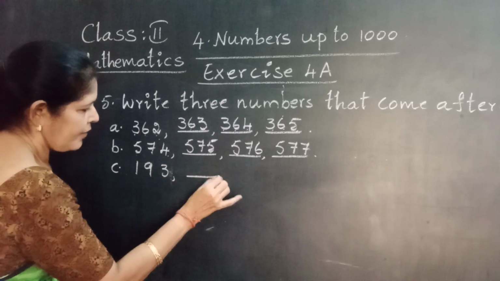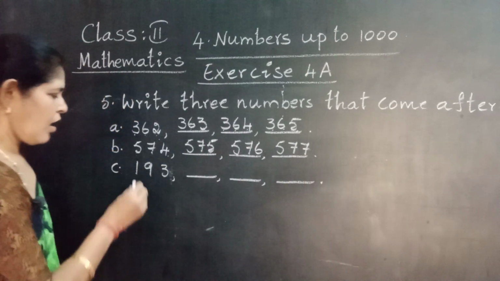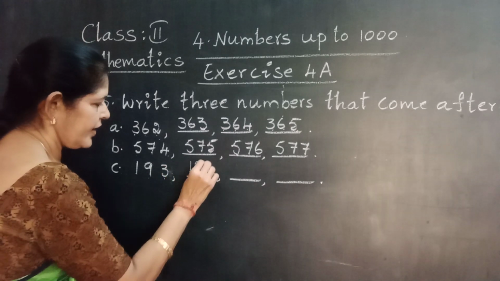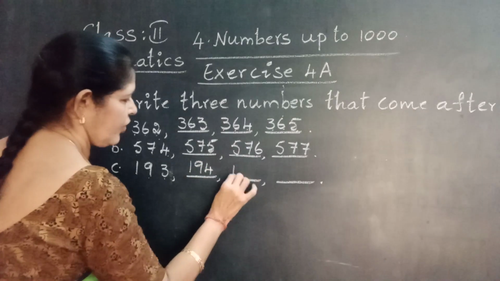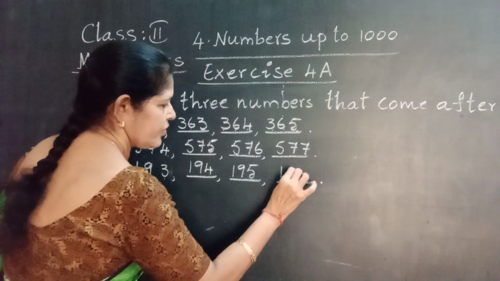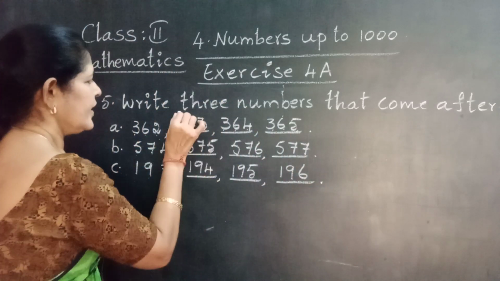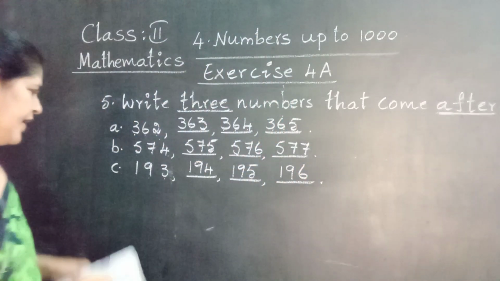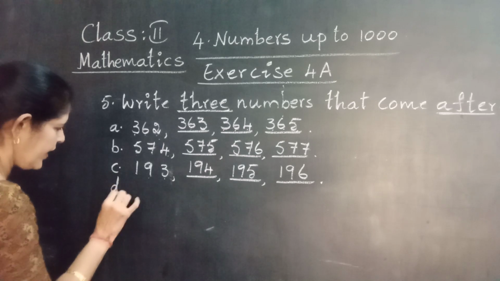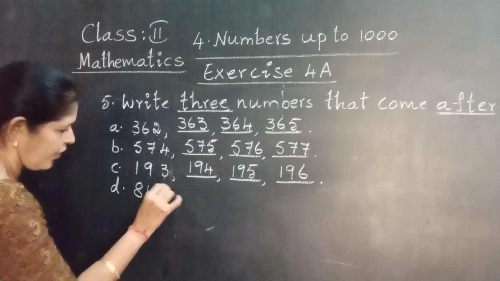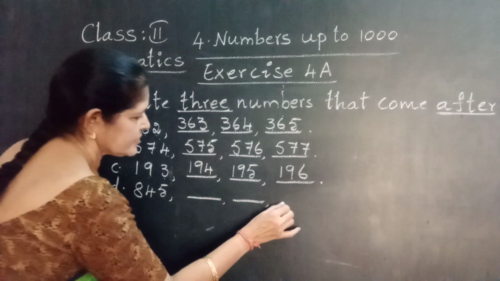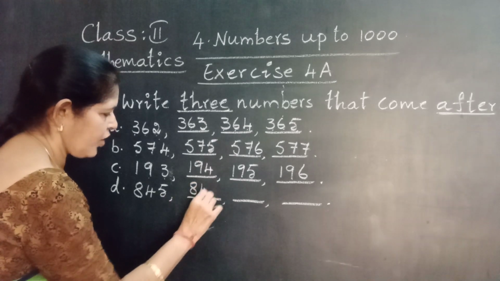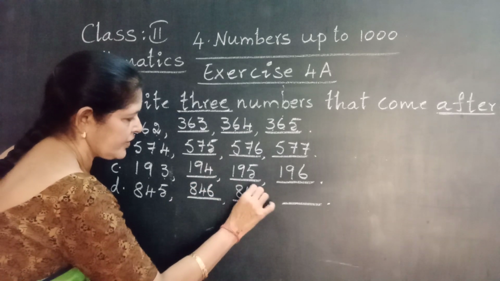C. 193. The 3 numbers which come after 193. Yes, 194. Very good. 195. Very good. 196. Here it is asking 3 numbers that come after. Next one, D. What is the given number? 845. Write 3 numbers after 845. Yes, 846, 847, 848.